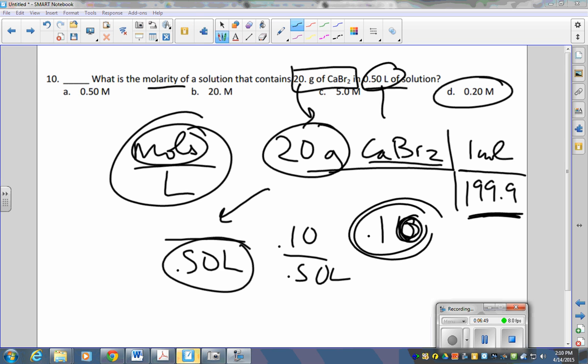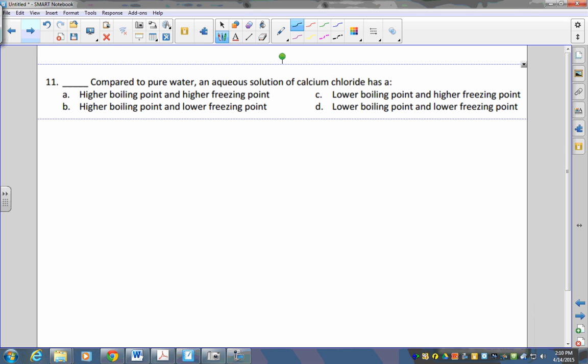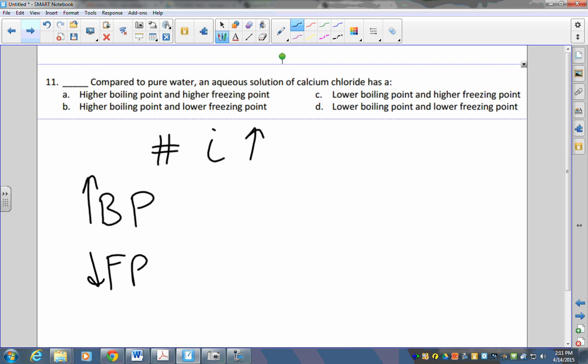Bam. Number 11: compared to pure water, the solution of calcium chloride has what? Well, the way it works is if you have the number of particles, or your i number, is greater, think of it like this. An easy way to remember it is the boiling point is higher, the freezing point is lower, and the vapor pressure is lower. So they're only asking about boiling point and freezing point here. Just remember boiling goes up, freezing goes down as the number of particles increases.